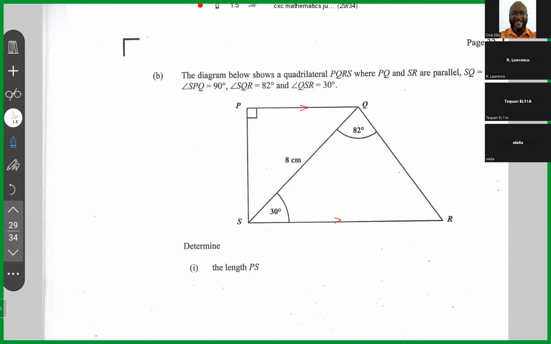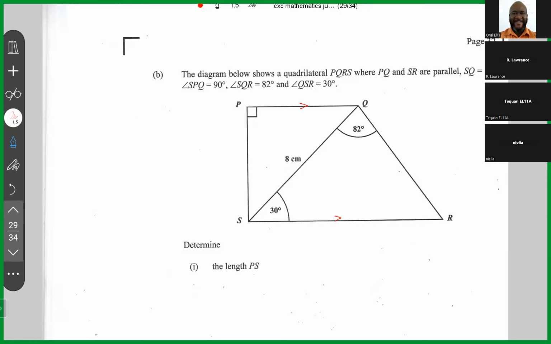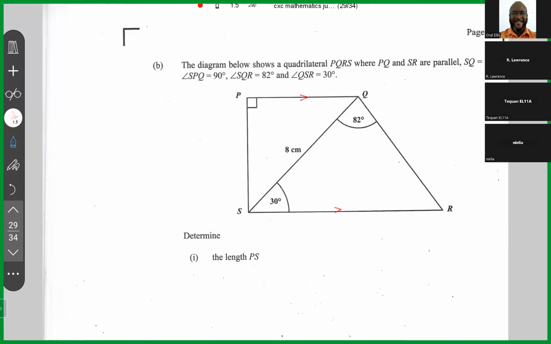We are told that QS is 8 centimeters, angles are 90 degrees, one angle is 82 degrees, one angle is 30 degrees. We're seeing all of that. We're asked to determine the length of PS. We could call it X.